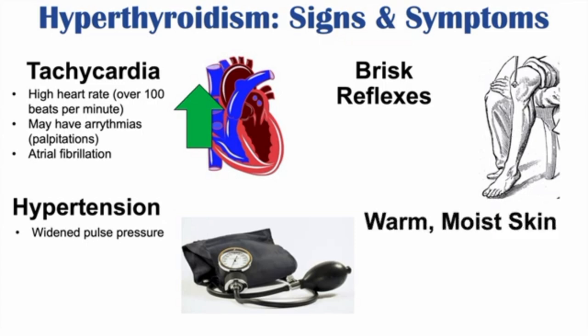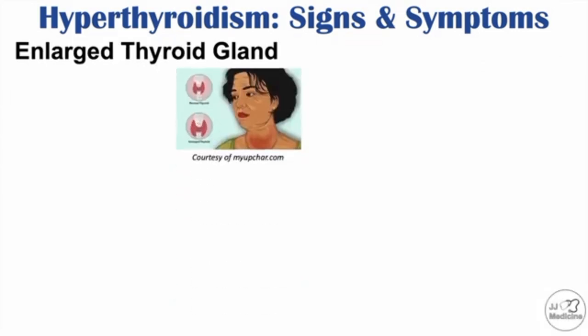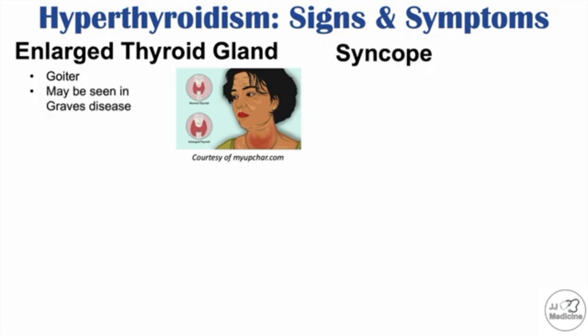And then another sign that can be found in hyperthyroidism is warm and moist skin. So it's not going to be that dry skin that we see in hypothyroidism. It's going to be warm and moist. We can also see an enlarged thyroid gland in some patients with hyperthyroidism. So this is a goiter. This may be seen in Graves' disease more specifically. Syncope can also occur in hyperthyroidism. So syncope is fainting. This may be related to atrial fibrillation or an arrhythmia that may occur from the increased heart rate that is being caused by hyperthyroidism.